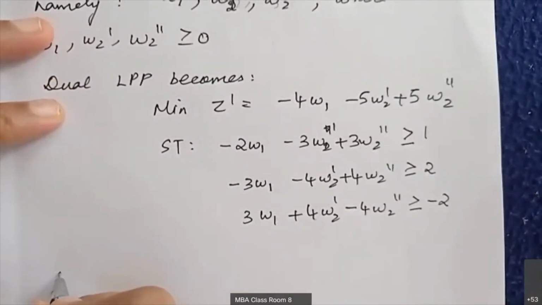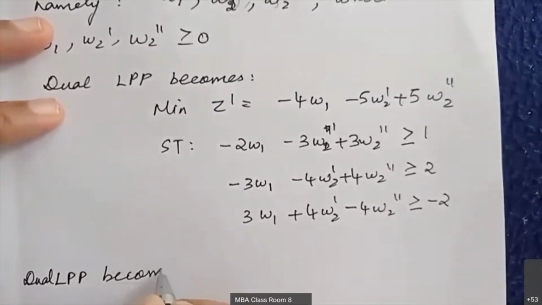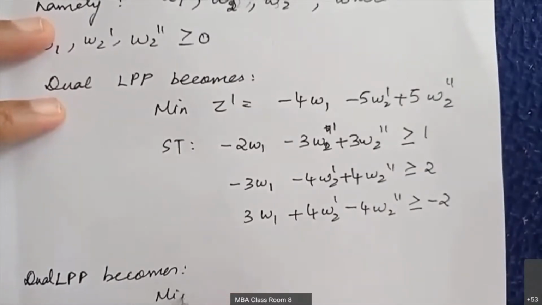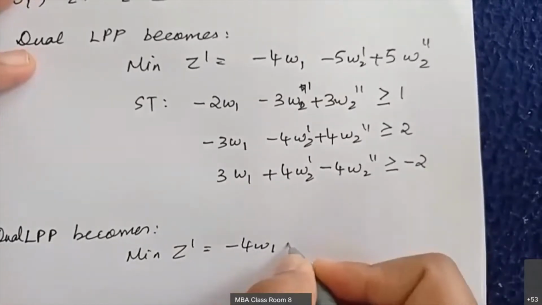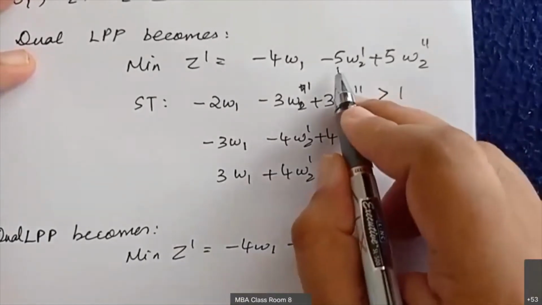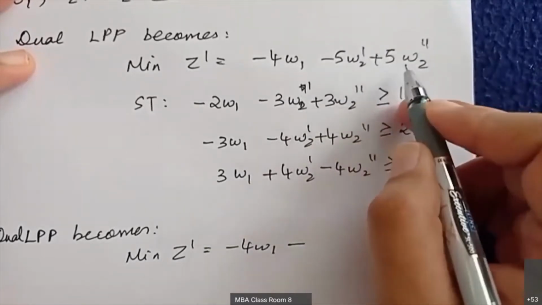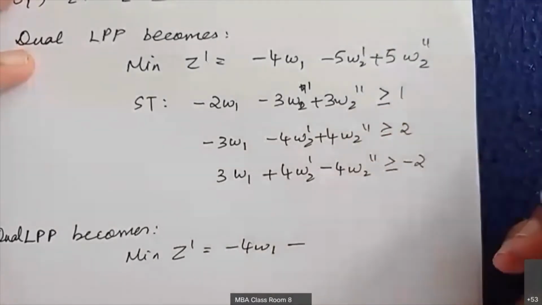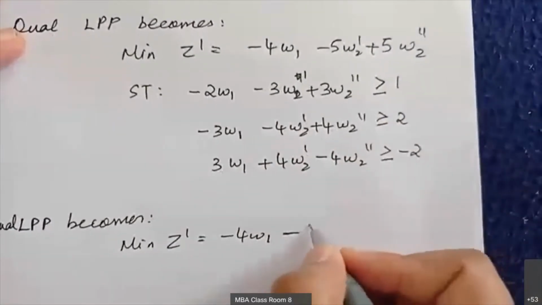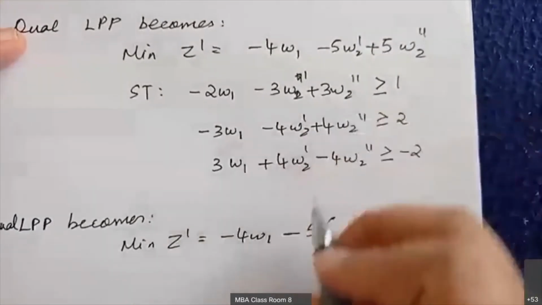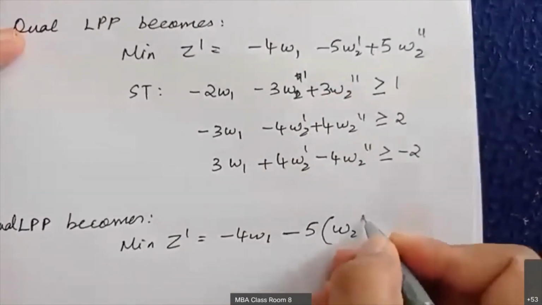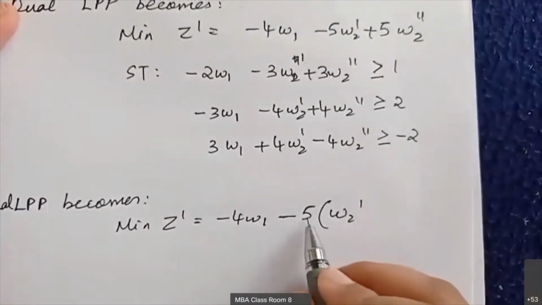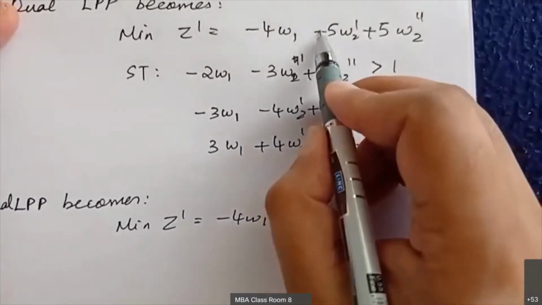That is, the dual LPP becomes: minimization Z dash is equal to -4 W1 minus 5, I'm going to take this 5 outside, and take W2 dash and W2 double dash into one single bracket. So I took minus outside, I am taking 5 outside. Minus 5 W2 dash, I want to get that, so I will write W2 dash. If I open the bracket, what will it become? Minus 5 W2 dash. Similarly here, minus 5 W2 dash.